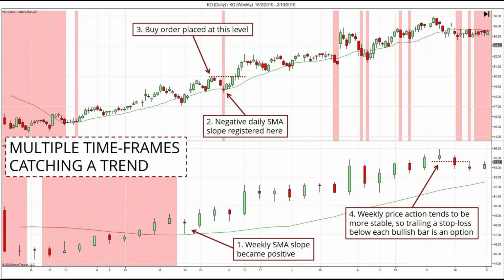4. Weekly charts are more stable and exhibit fewer whipsaws than their daily counterparts. Hence, a simple trailing stop loss can work well. In this case, trailing a stop loss just below each bullish weekly candlestick turned out to be ideal. If you want to explore this method of placing stop loss, consider ignoring bullish inside bars.